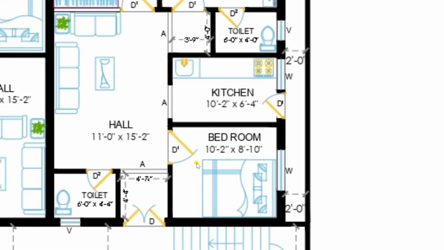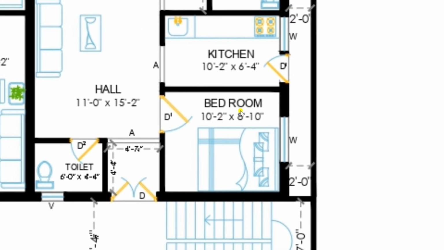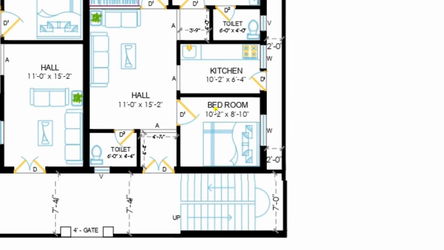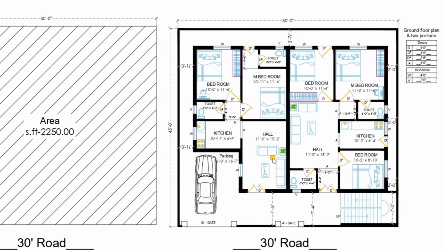Now from this hall again I am entering into another bedroom of size 10 feet 2 inches by 8 feet 10 inches. So in today's session we have discussed the two family portions plan.